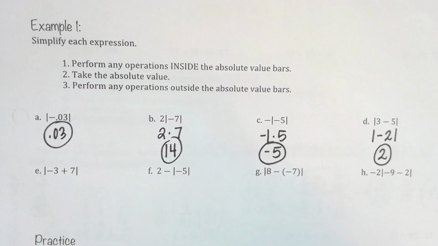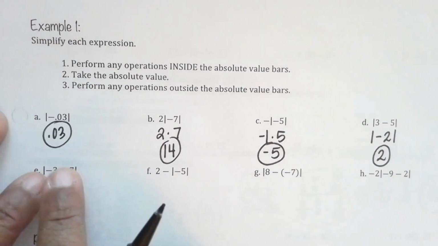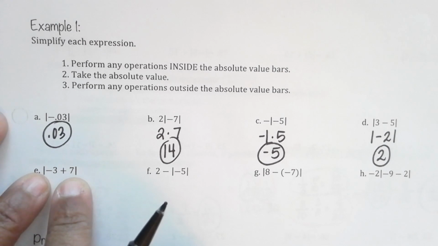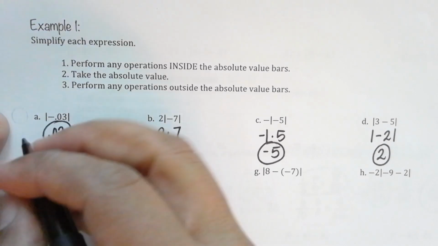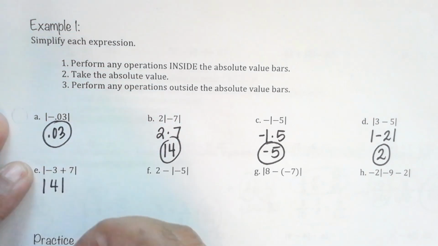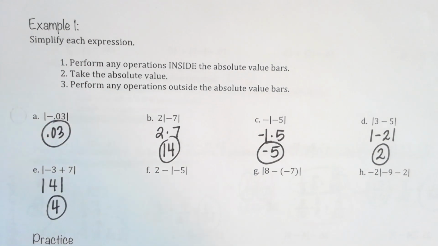So, looking at letter E, is there something to do on the inside? Yes. Are they the same or opposite signs? Opposite. Is 3 or 7 bigger? 7. So the answer should be what on the inside? Positive. What's 7 minus 3? 4. What's the absolute value of 4? 4. Any questions there? You see the thought process in the questions? Ask yourself those questions every time, okay?